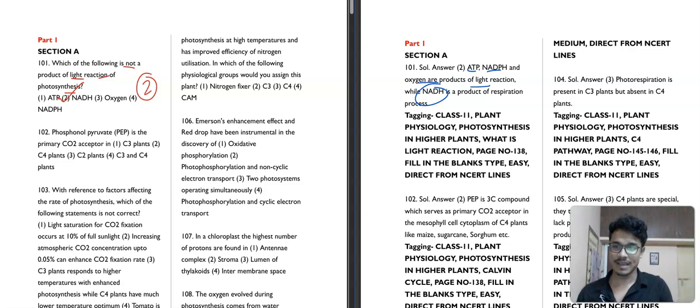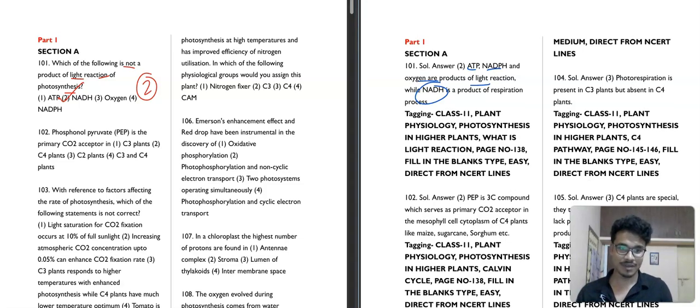And second, it is saying that phosphoenol pyruvate, that means PEP, is the primary CO2 acceptor in C3 plant, C4 plant, C2 plant, C3 and C4 plant. You know that PEP is basically a 3-carbon compound which serves as a primary CO2 acceptor in mesophyll cells, cytoplasm of C4 plants. So the answer is second, C4 plant.